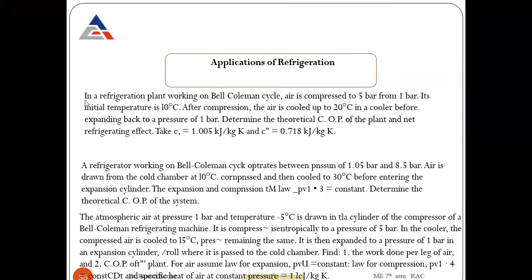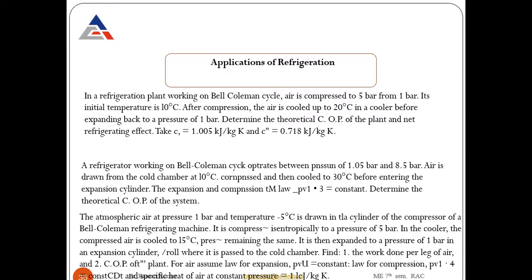Beta, first everybody note it. In a refrigeration plant working on Bell-Coleman cycle, air is compressed from 5 bar to 1 bar. Its initial temperature is 10 degrees centigrade. After compression, the air is cooled up to 20 degrees centigrade in a cooler before expanding back to a pressure of 1 bar. Determine the theoretical COP of the plant and net refrigeration effect. The value of CP and CV.